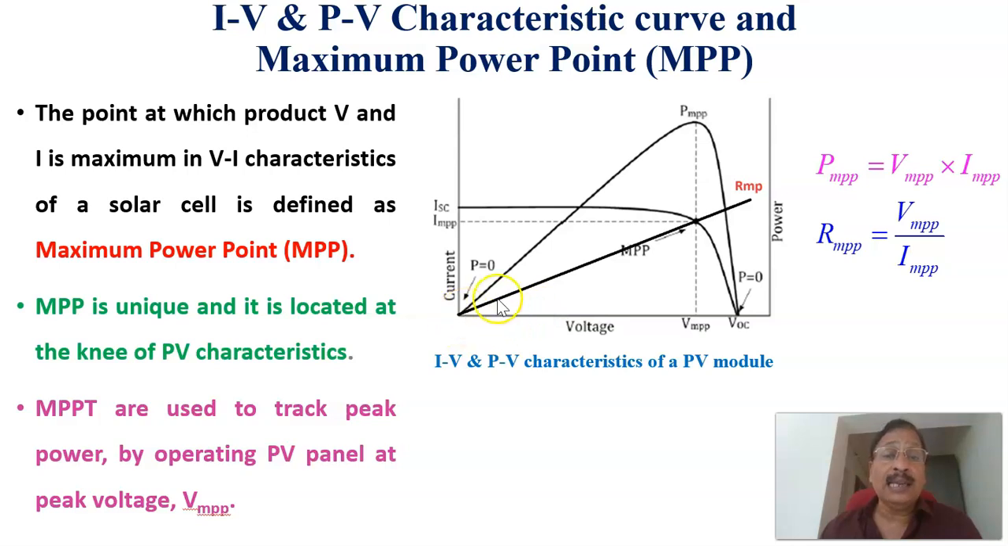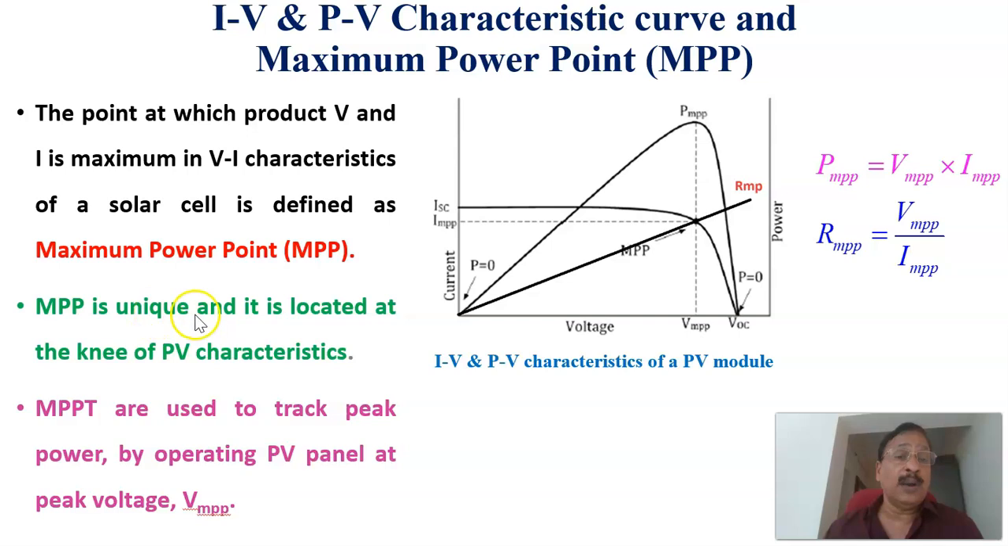And if you draw a line passing through that point, the resistance corresponding to that point we call RMPP, the resistance corresponding to VMPP and IMPP. It is nothing but VMPP divided by IMPP, which is called RMPP, or the resistance corresponding to the maximum power. This is the resistance of the panel corresponding to the maximum power, RMPP, which is nothing but VMPP divided by IMPP. Therefore, the point at which the product of V and I is maximum in the VI characteristics of the solar cell is defined as the maximum power point.